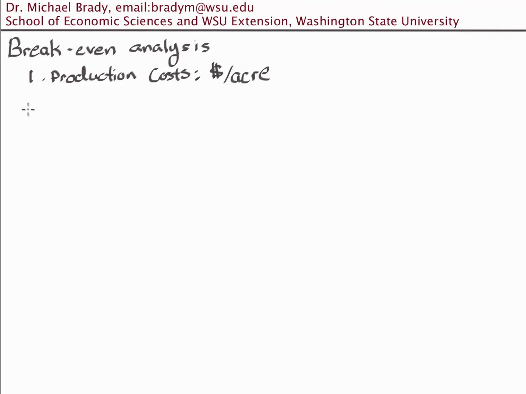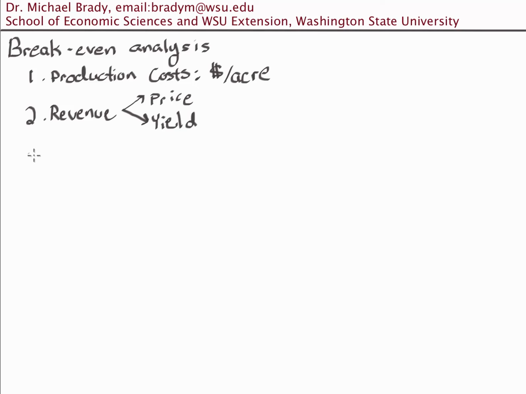The second piece of information you need is revenue, and this is also per acre. There's two components to revenue. The first is price, and the second is, of course, yield. So by multiplying price times yield, we get our revenue.